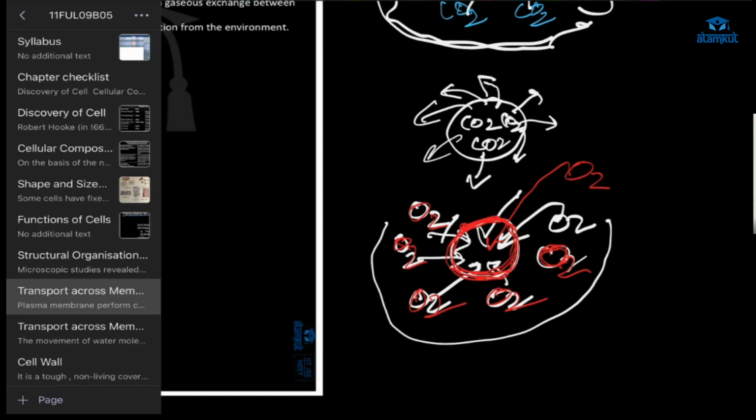Okay, now Shelly, tell me. Ma'am, once again, please. Sorry, ma'am, I'm not understanding this one. Please, ma'am, can you explain this again, the diagram part?